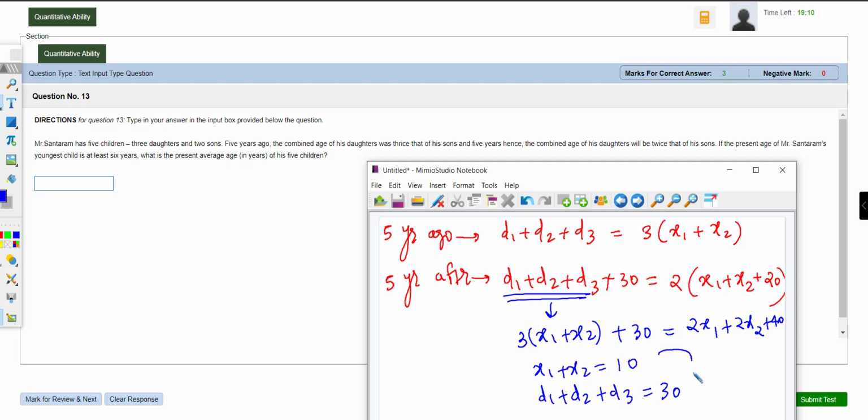So their sum is how much? Tell me. Their sum is 40. This is 5 years ago. So for today the sum will be how much? After 5 years, with respect to 5 years ago, everyone's age will increase by 5. So 5 into 5 is 25. The sum will increase by 25. So today's sum is 65. We are supposed to find the average. 65 divided by 5 is 13. 13 is the average.